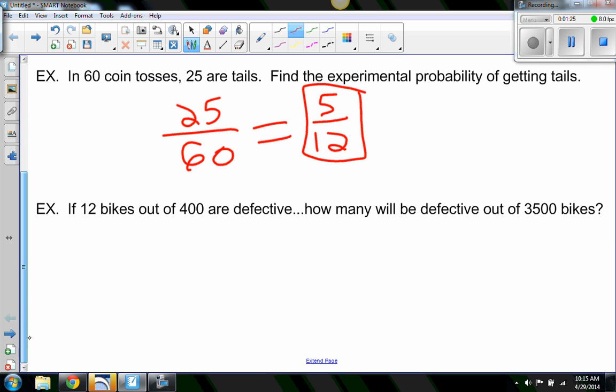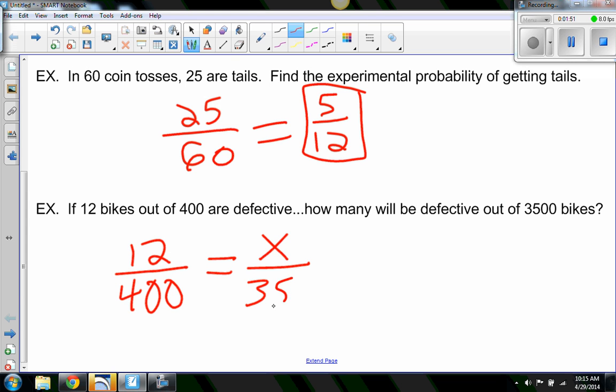So for the next one, if 12 bikes out of 400 are defective, how many will be defective out of 3,500? We've just got done doing stuff just like this with those samples that we did in the last chapter. You have to set up a proportion, right? Because you have three pieces of information, the fourth piece is missing. So how many bikes were defective? 12 out of how many total? 400. And you want to guess how many will be defective out of 3,500 total.